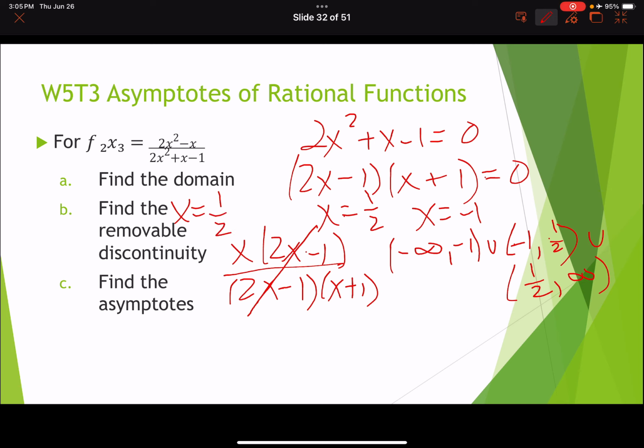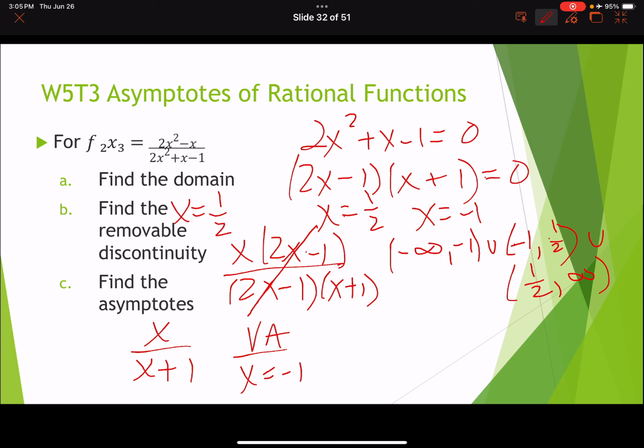But what we do now is we do the rest of the function, which is x over x plus 1, and that's going to help us find our asymptotes. First thing is we have to find the vertical asymptote. There's going to be a vertical asymptote when the denominator is equal to 0, so the vertical asymptote here is going to be at x equals -1, because that's the value that makes the denominator 0.